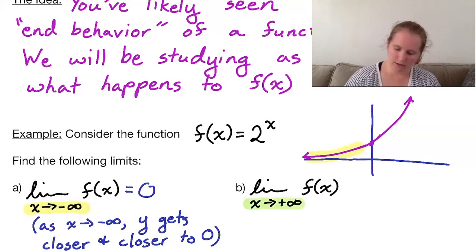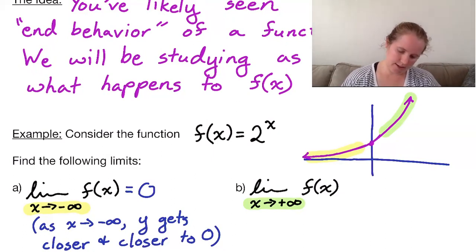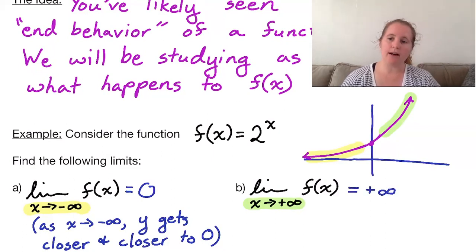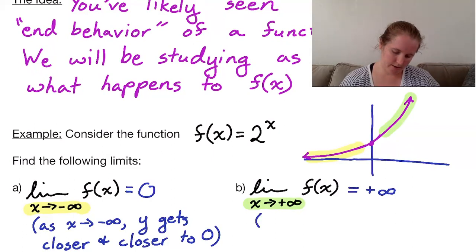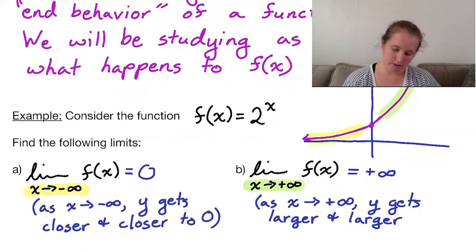On the other hand, if we look at what's happening as x goes to positive infinity, our y value is just getting larger and larger and larger, and it looks like it's going off forever towards infinity. So in this case, the limit as we go towards positive infinity is considered to be positive infinity. Again, as x goes to positive infinity, y gets larger and larger, heading towards infinity.